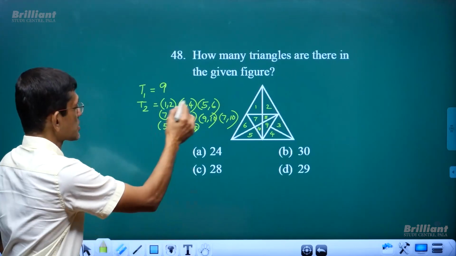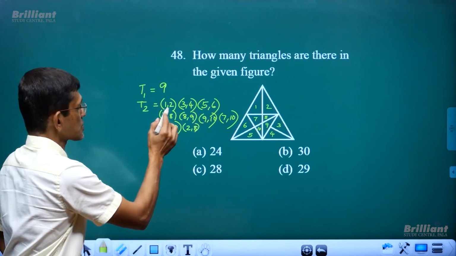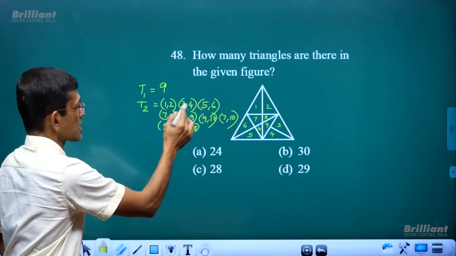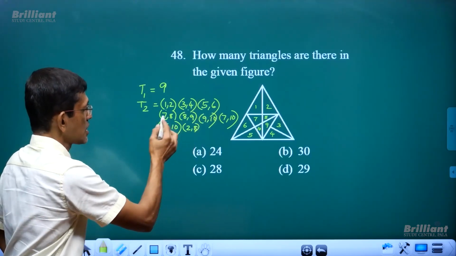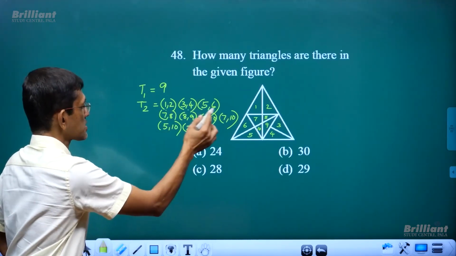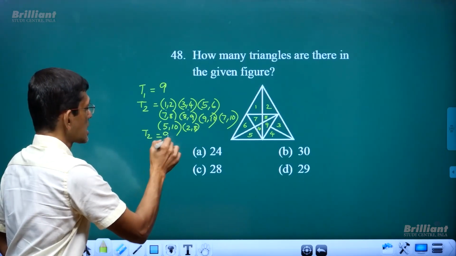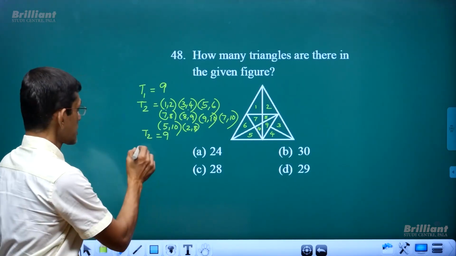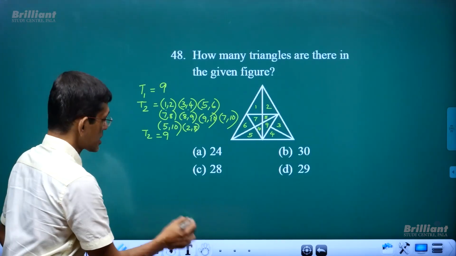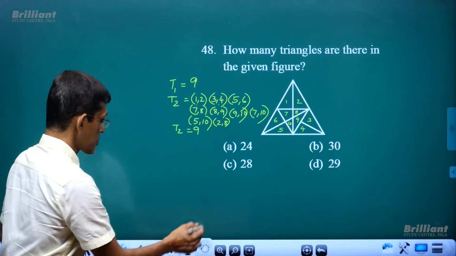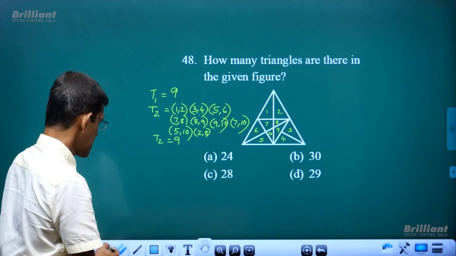So ultimately, how many triangles here? This is 1, another 1, 3 and 4, another 1, 5 and 6, another 1. So ultimately 4, 4 plus 3, 7, 7 plus 2, 9. So T2 means 9 triangles. Then T3. T3 means 3 pieces together. So 3 pieces together, how many triangles do we have?